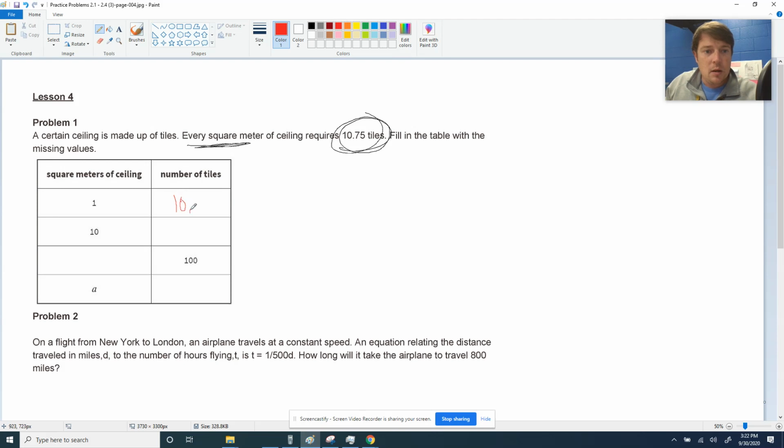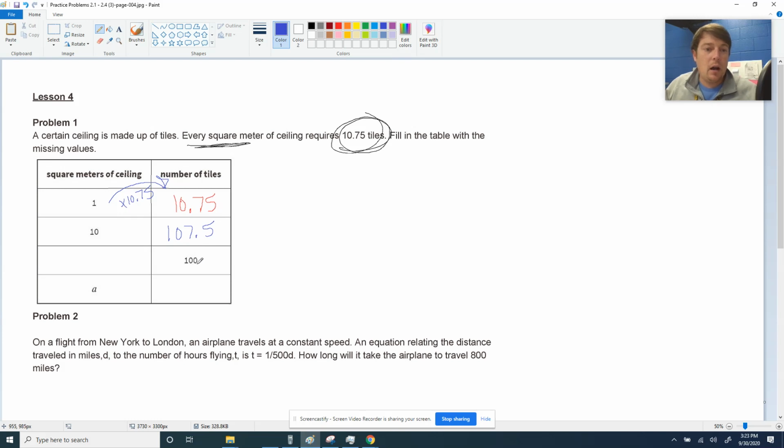10.75. So we look at the table, and now that we have a pair that we know, we can find a constant of proportionality, which is simply multiply by 10.75. So to fill out some of this table, we can take 10.75 and multiply by 10, and that's going to give us 107.5. That's pretty easy math, right?